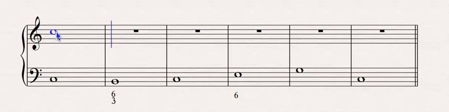Okay, so you remember we want to try to go as much stepwise as possible, and we want to try to go in contrary motion with the bass. So we can't go to the B. We've already decided the B is out because it's doubling the leading tone. It would also be parallel octaves with the bass, which would also be terrible. So let's go up to D. So we have contrary motion starting to build a nice shape.